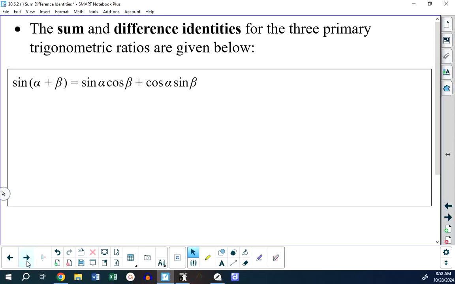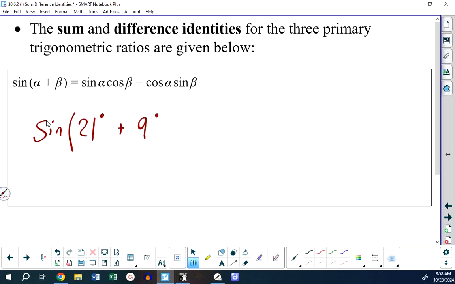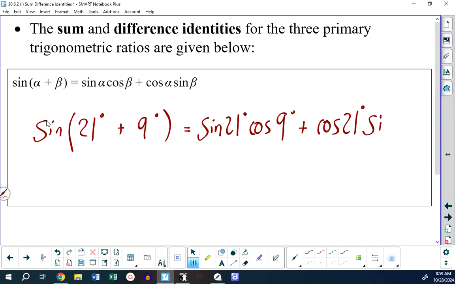What does this mean? You may look at it and go, big deal, but there are uses for it. What I'm about to show you is not really a use, it's just a demonstration of an example where it's true. If I said to you, take the sine of 21 degrees plus 9 degrees, well, we could use this identity. I could say this is the sine of 21 degrees times the cosine of 9 degrees plus the cosine of 21 degrees times the sine of 9 degrees.